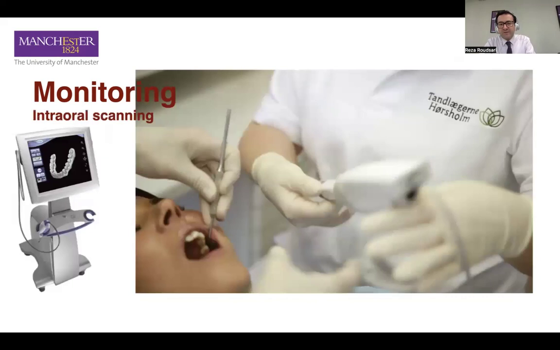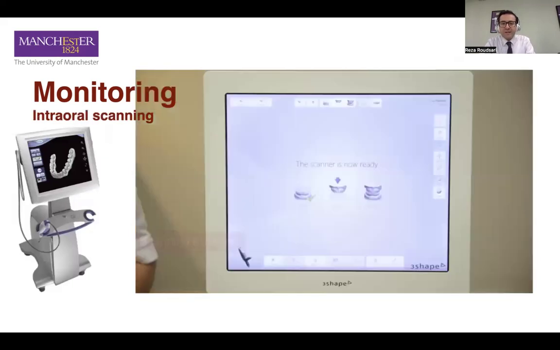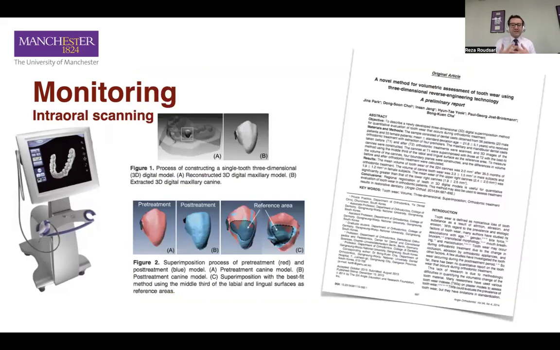Having said that, though, we now have digital technology whereby you can scan patients. Now the video is not working. So essentially, you can scan patients, and there is some software which can tell you if there are differences between 3 months ago and now, and if anything has changed.